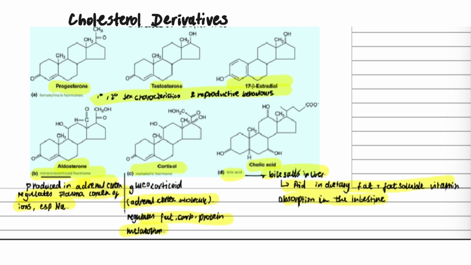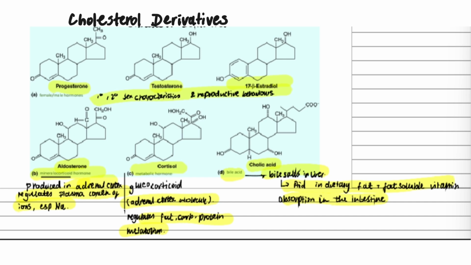So progesterone is a female hormone that's predominantly found in females. Testosterone is a hormone that's predominantly found in males. Estradiol is basically estrogen, which is a predominant hormone in females. So these 3 hormones are primary and secondary sex hormones that are involved in primary and secondary sexual characteristics and reproductive behaviors.